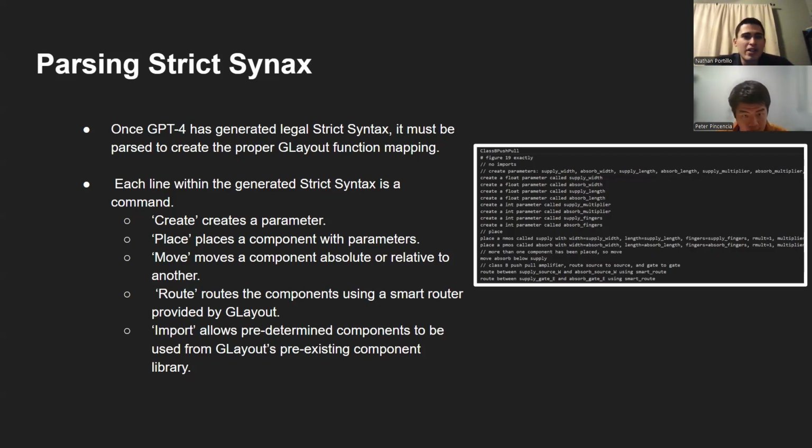But the important part here is that, again, the create command essentially creates a parameter. The place command places a component with parameters. Move moves a component, which can be an absolute or relative move. Route uses a smart router to route between components, and import lets us use some pre-existing libraries within GLayout. And so this is really what we're aiming for, so we can send it off into GLayout to have our final outputs.